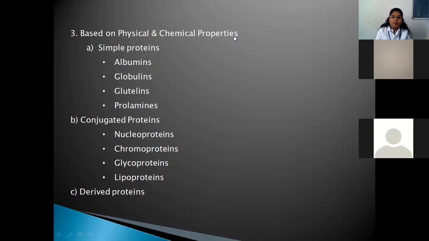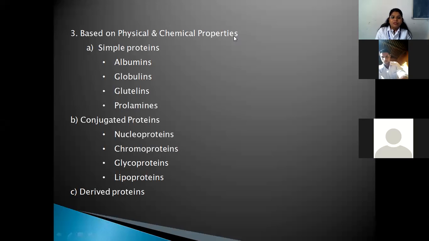So albumin, globulin, glutenins, and prolamins, if we discuss their solubility as well as heat coagulation property, at that time albumins and glutenins are water soluble. Whereas globulins and prolamins, it is water soluble, whereas globulins and glutenins are water insoluble.